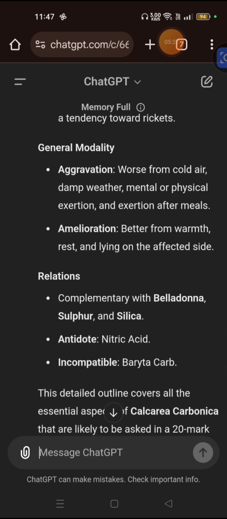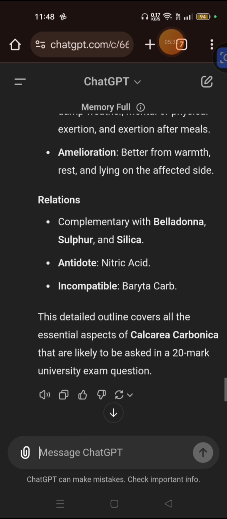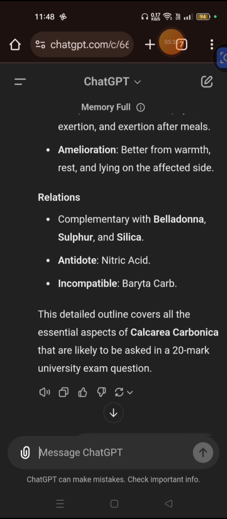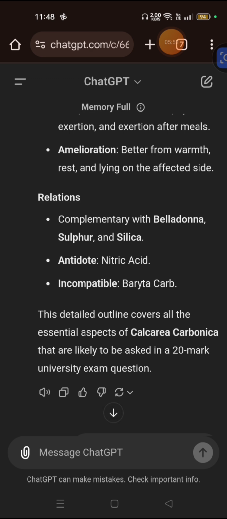General modalities. Aggravation, worse for cold air, damp weather, mental or physical exertion, after meals. Amelioration, better from warmth, rest, and lying on the affected side. Relations, complementary with Belladonna, Sulphur, Silica; antidote, Nitric acid; incompatible, Bryonia. This detailed overview covers all the essential aspects of Calcarea carbonica that are likely to be asked in a 20-mark university exam question.